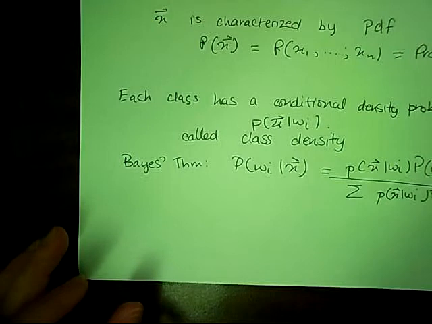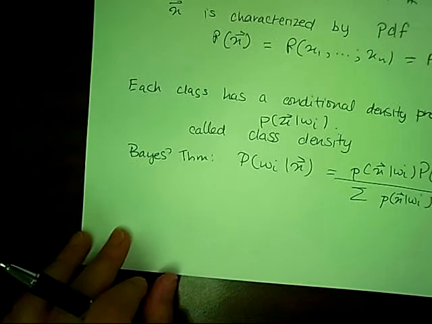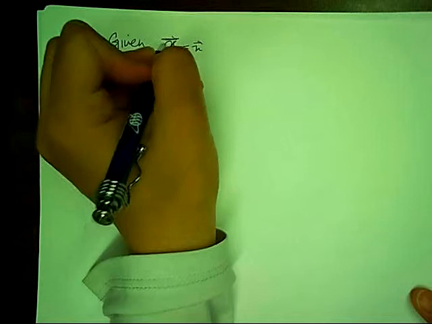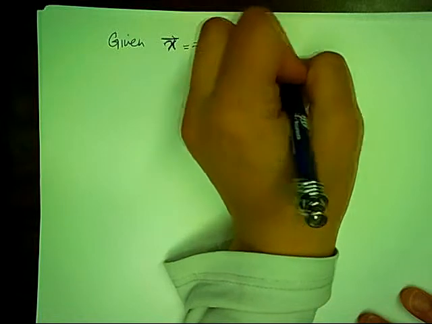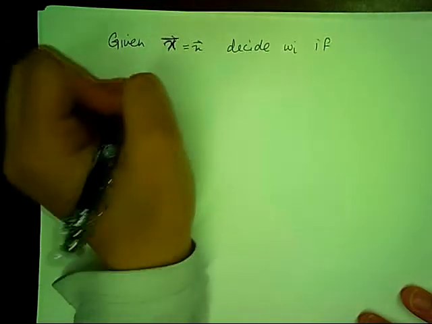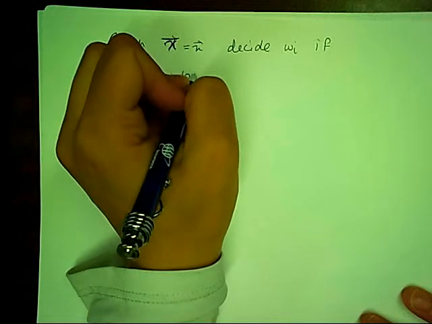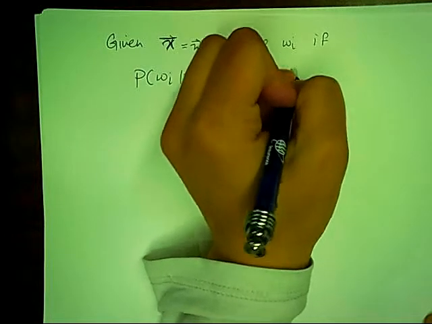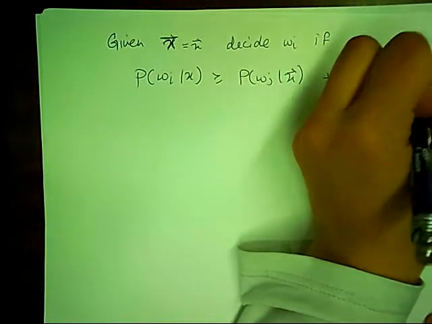Now, to implement Bayes' rule, given x bar equal to x bar, decide ωi, or decide the class of x, if the probability of ωi given x is greater than or equal to the probability of ωj given x for all j from 1 to c.